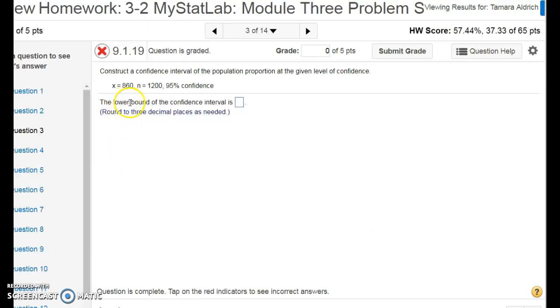And when you type in those lower and upper bounds, make sure you round to 3 decimal places, because the problem's just being specific there. It wants 3 decimal places.